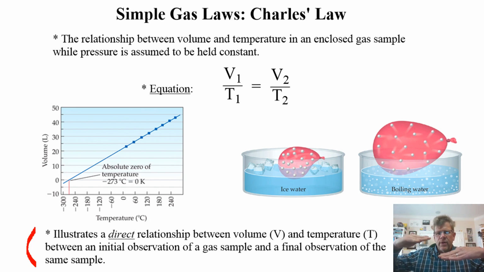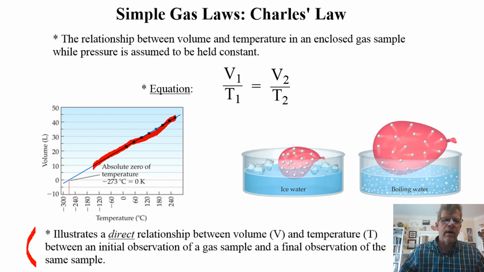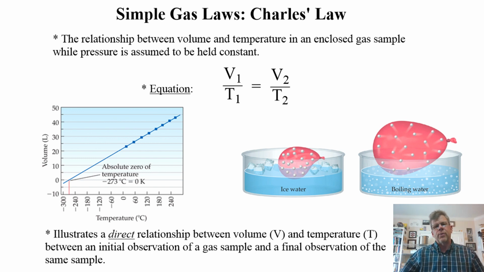As one goes down, the other goes down. That's different than Boyle's law, where we had the inverse relationship, where one goes up and one goes down. So this ultimately gives a straight line on a graph if we were to measure the relationship between volume and temperature in a gas sample. Now, temperature is going to have some idiosyncrasies to it that we're going to look at in the next slide when we look at a particular example. So let's do that.